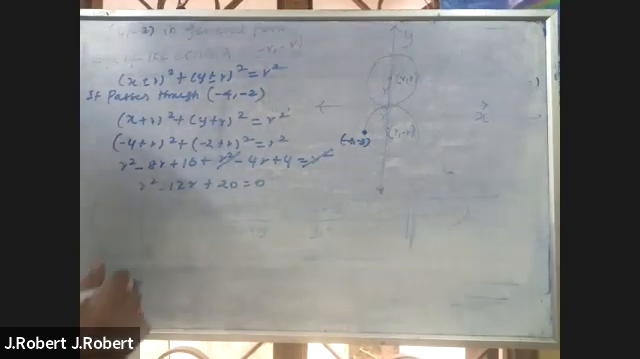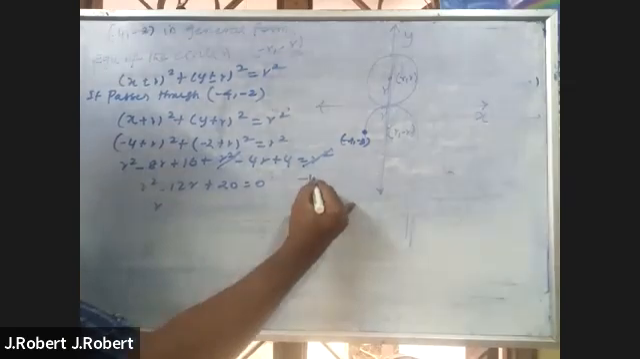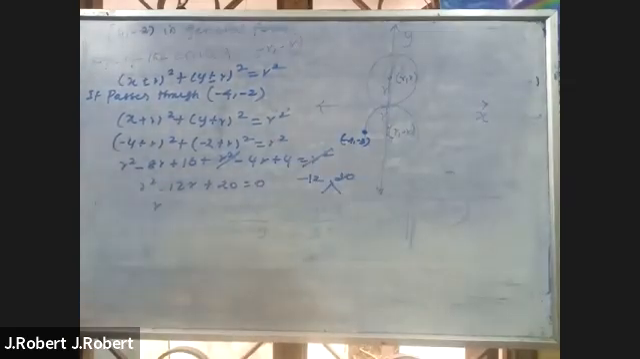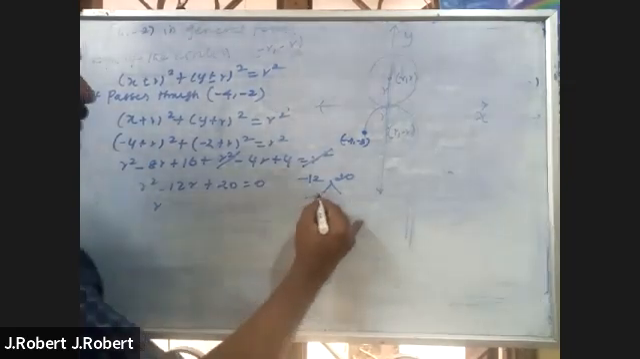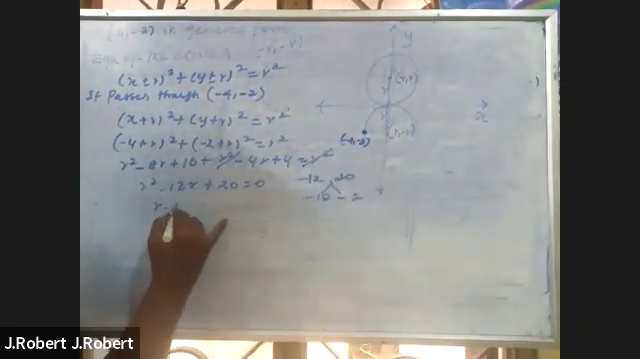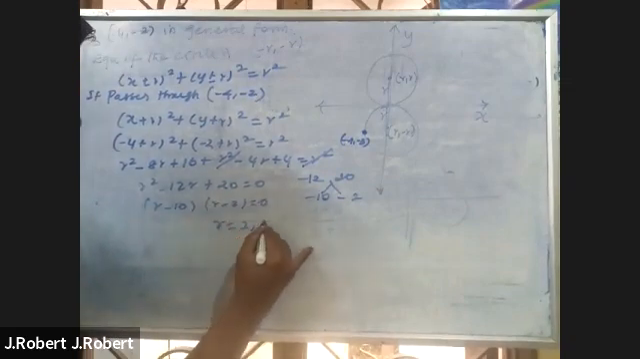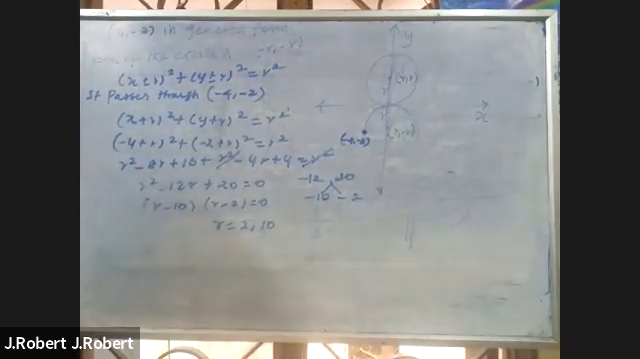To find the value of r, I am going to factorize: adding gives -12 and multiplying gives 20. What are the two numbers? When we add -12 and -10 and -2, we'll get r minus 10 into r minus 2 equal to 0. Therefore, r equals 2 or 10. The value of r is 2 and the value of r is 10. So therefore we can say two circles.